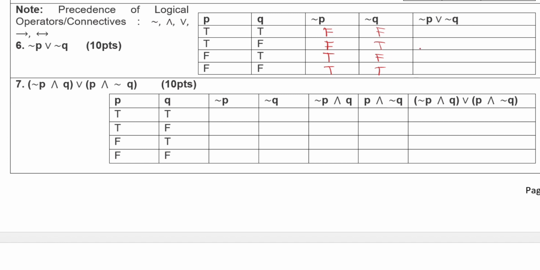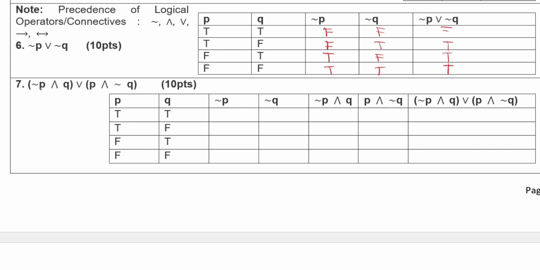Then or means it is only false when both not P and not Q are false. So here both are false. Therefore, this is false and the rest are true.